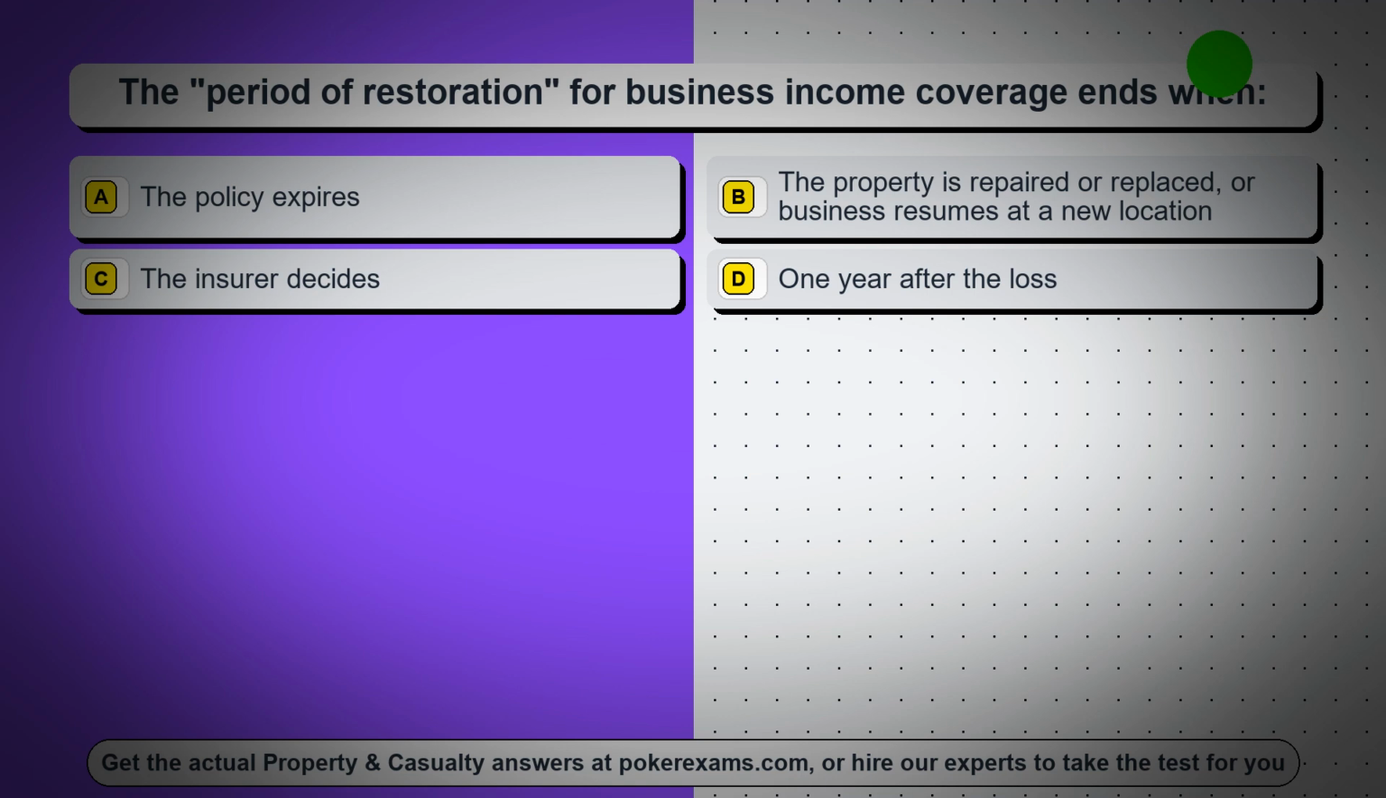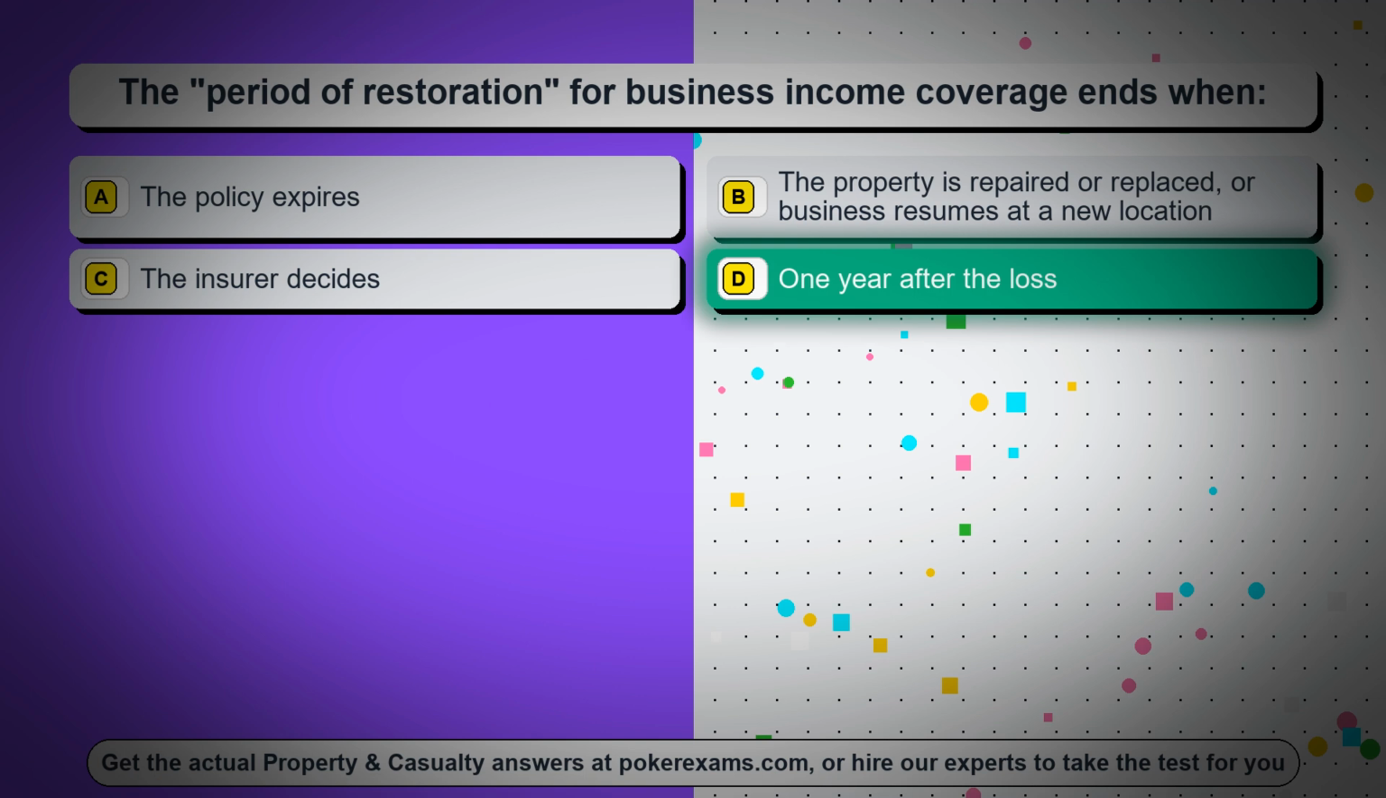Question 1. The period of restoration for business income coverage ends when? Option A. The policy expires. Option B. The property is repaired or replaced, or business resumes at a new location. Option C. The insurer decides. Option D. 1 year after the loss.